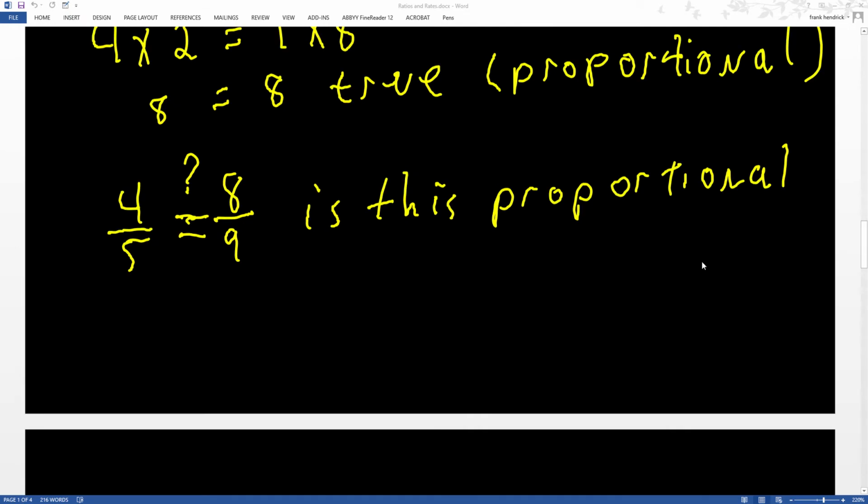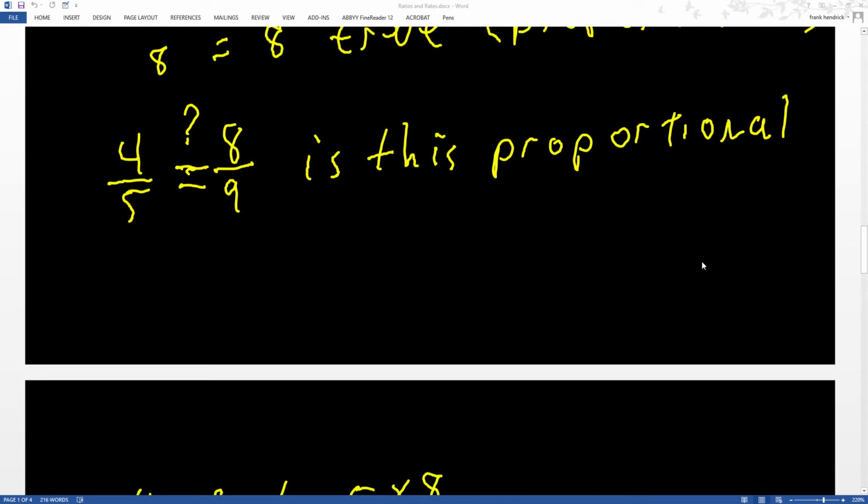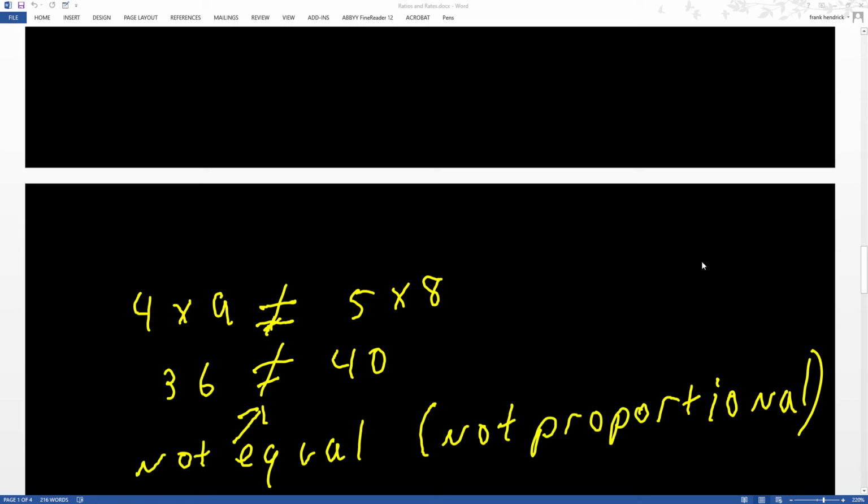Now here's another example. What about 4/5 and 8/9? Are they proportional? For it to be proportional, the cross products would have to be equal. 4 times 9 would have to be the same thing as 5 times 8. As you can see here, 4 times 9 is not equal to 5 times 8. Therefore, the two ratios or rates are not proportional to each other. They're not equal.